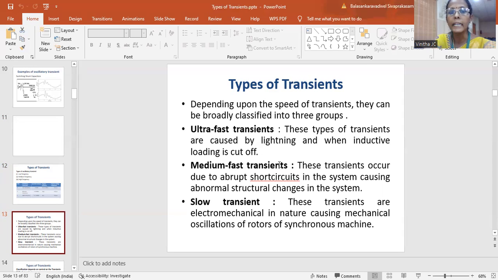And the second one, medium fast transients. The speed of these transients will be lesser than ultra fast transients. And these transients may occur due to abrupt short circuit in the system, causing abnormal structural changes in the system. Okay. And the third type of transient is slow transient. Comparing to ultra fast and medium fast transients, the speed of this type of transient will be very, very low. And these transients may be created due to any electromechanical failure in the system.